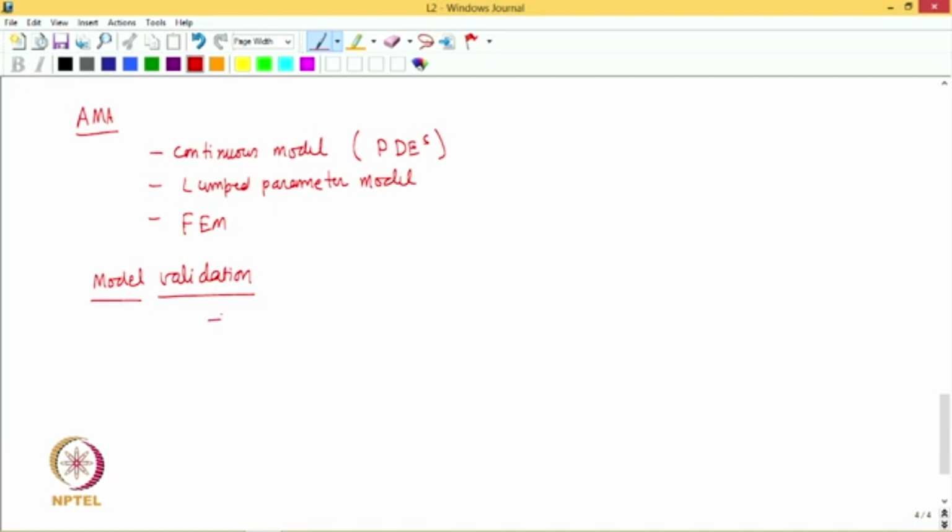Therefore model validation involves assessing the accuracy of predictions made by a model.